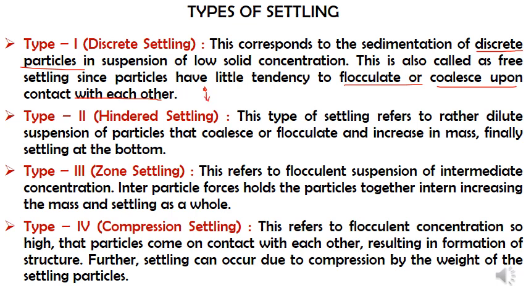Now similarly, type 2 or hindered settling. This type of settling refers to a dilute suspension. Here also the concentration of the suspended particles will be very low, but here they coalesce and form flocs, increase in mass, and finally settle at the bottom. So this is nothing but type 2 settling.